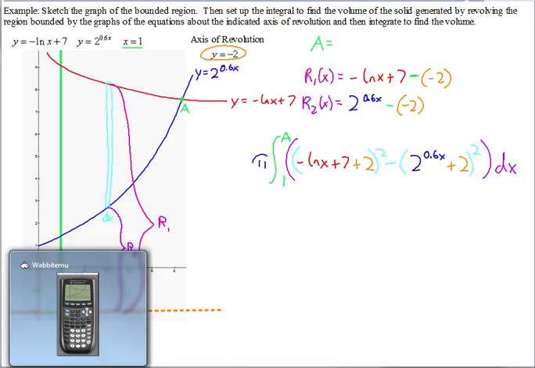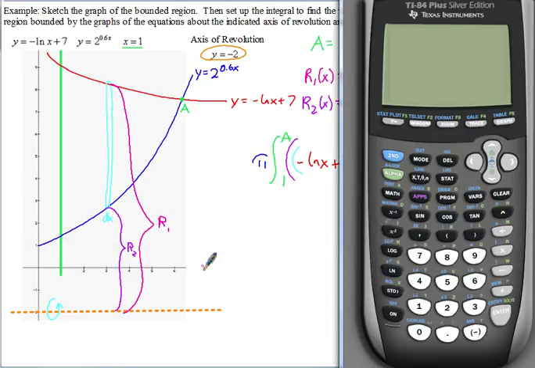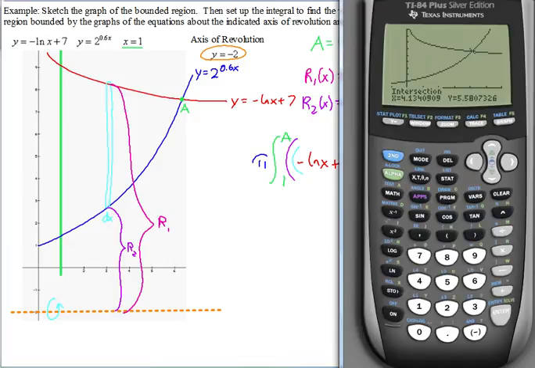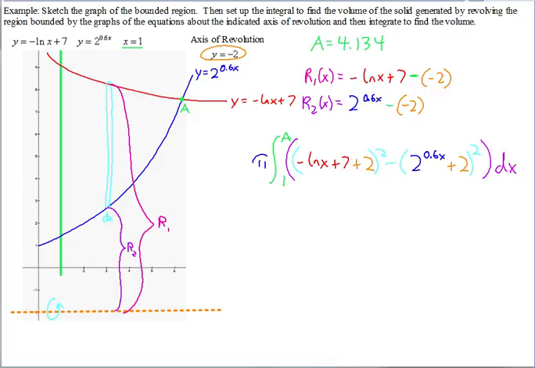And let's find that point of intersection. So to find the point of intersection, just go second calc, intersect, first curve y1, second curve y2, guess over here. And you can see that's 4.134. Write it down on paper, and let's store it in our calculator now.